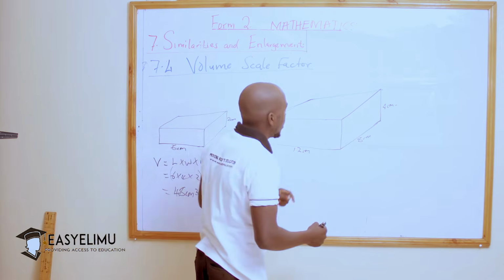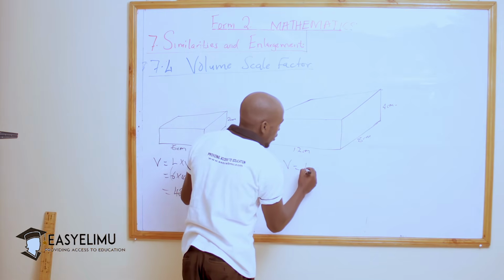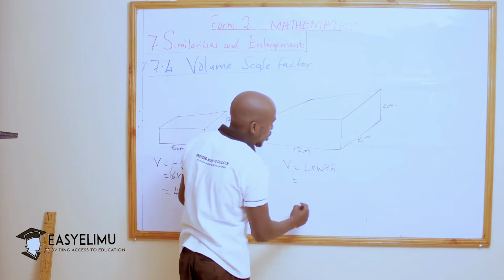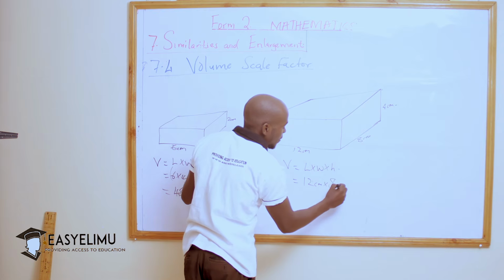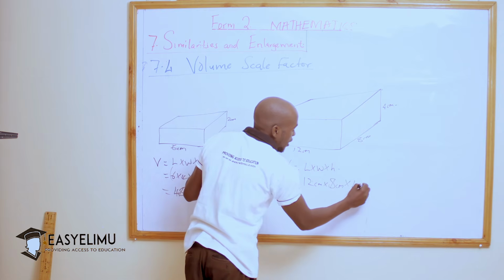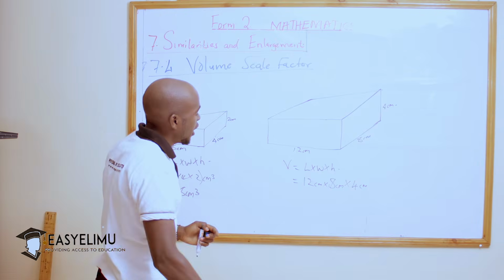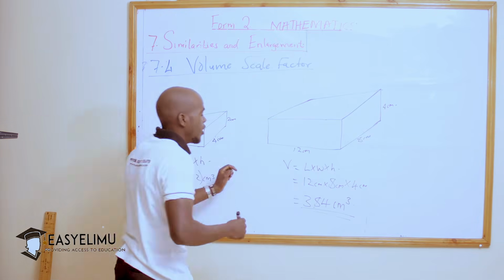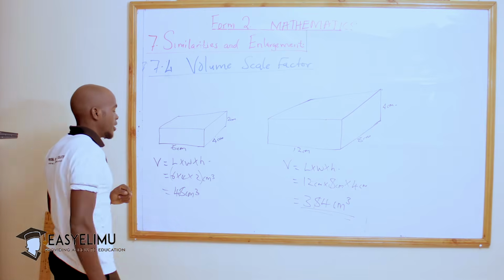The same applies to this one. We can take the volume of this one, and the volume will still be length times width times height. This is going to give you 12 centimeters multiplied by 8 centimeters by 4 centimeters, and you will find out that you are going to have 384 cubic centimeters.